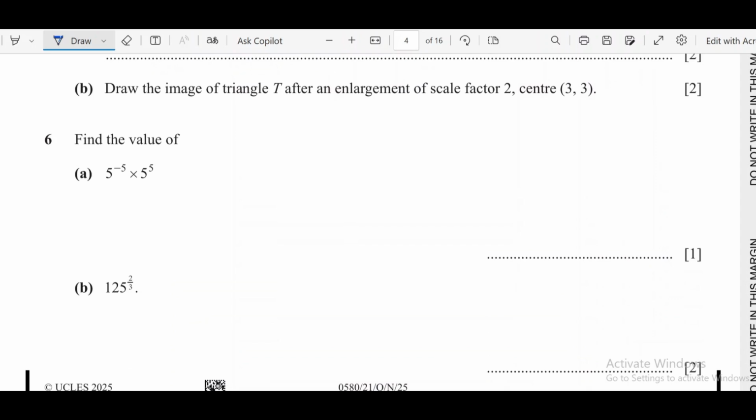This is indices, and here we want to find the value of 5 raised to the power minus x times 5 raised to the power x. We are going to add the powers because the base here and the base here are the same. So this is going to be 5 raised to the power 0, and 5 raised to the power 0 is 1. So by the law of indices, that gives us 1.